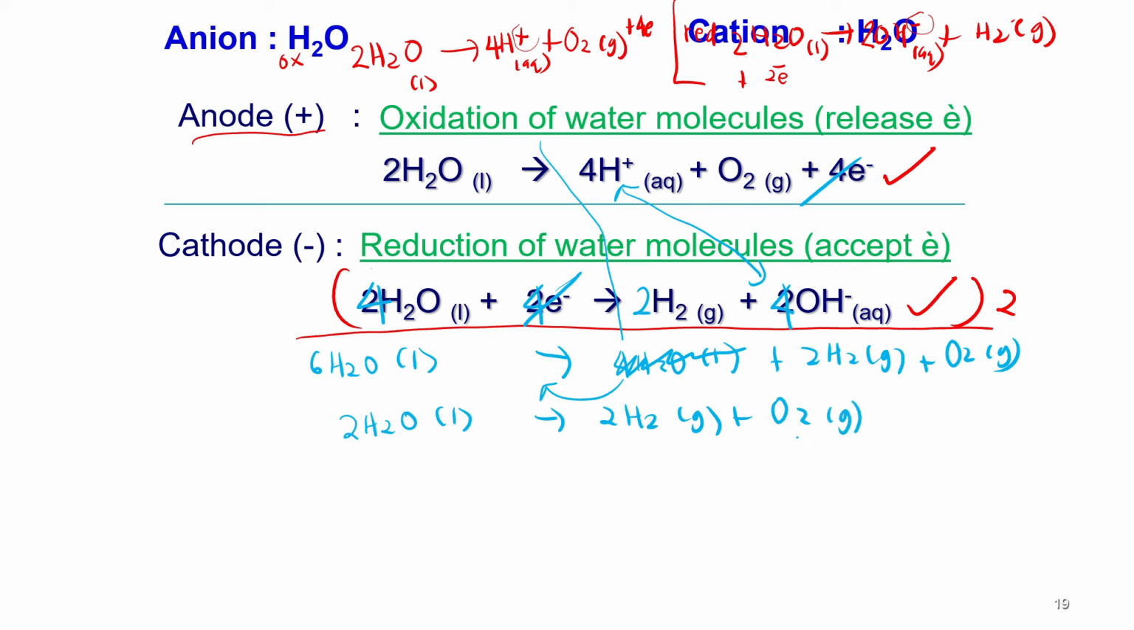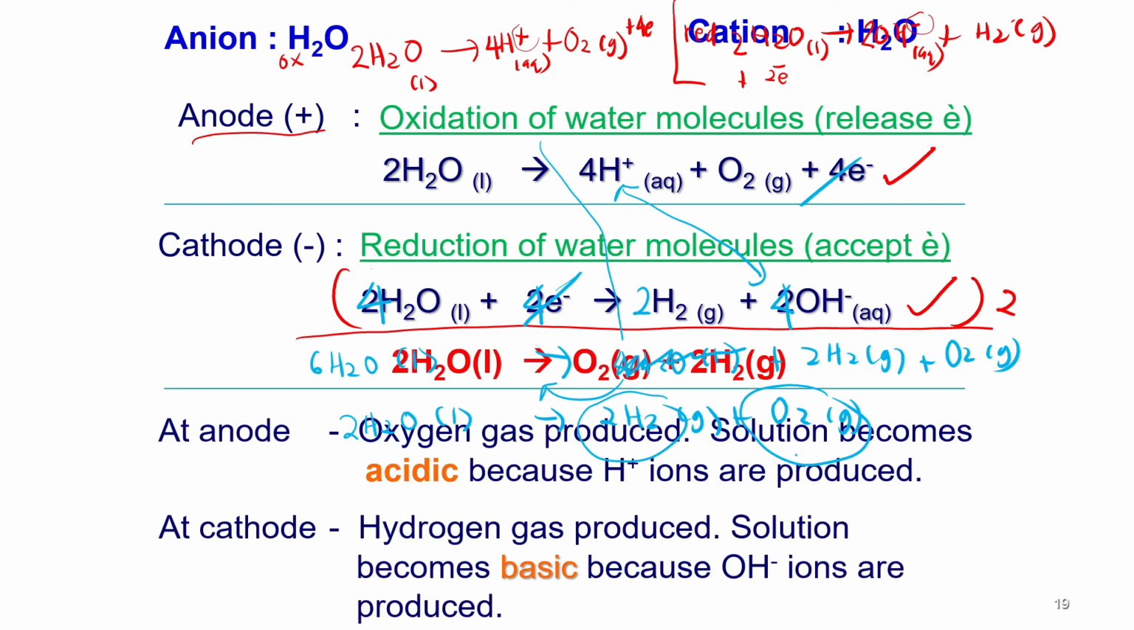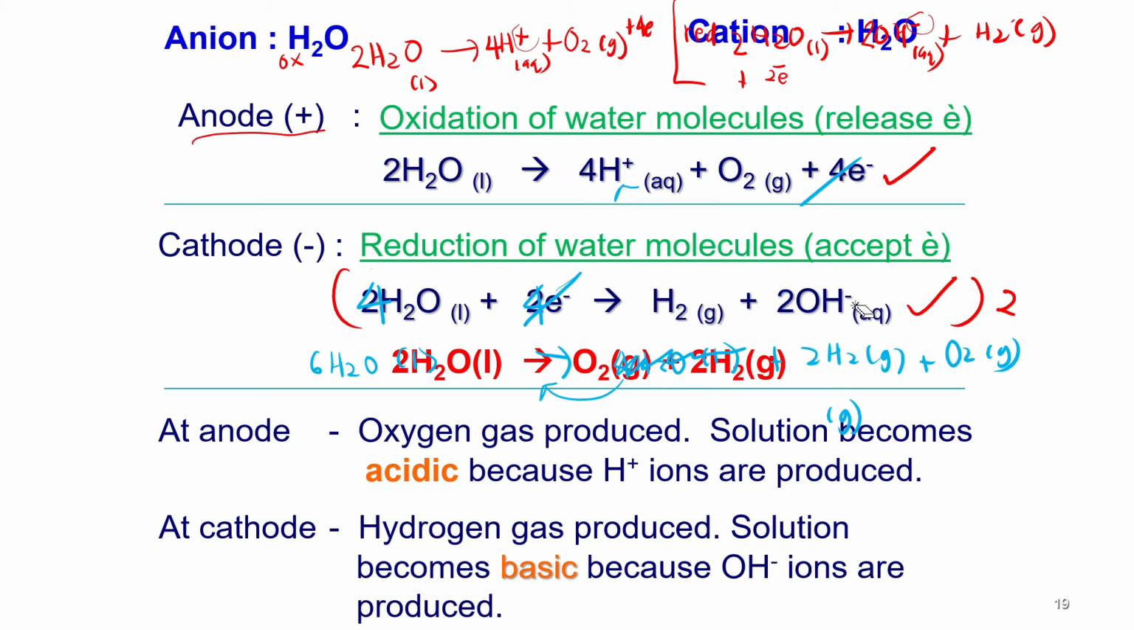Okay, kamu mesti ingat tadi pada awal-awal slide, kita tunjukkan hidrogen yang collect tu ialah double atau twice compare dengan oxygen. Okay, so actually datang daripada this two half equation. So at anode oxygen gas produce. So solution akan jadi acidic because more H plus ion. Okay, dia menghasilkan H plus. But at cathode, okay, dia produce OH minus. So solution tu akan jadi basic.